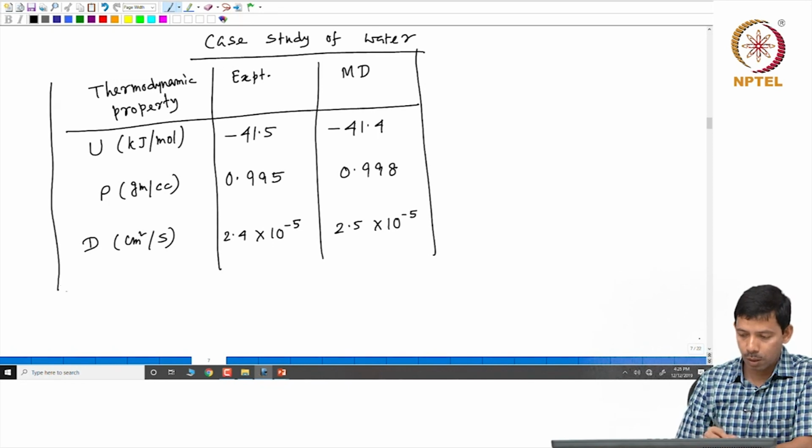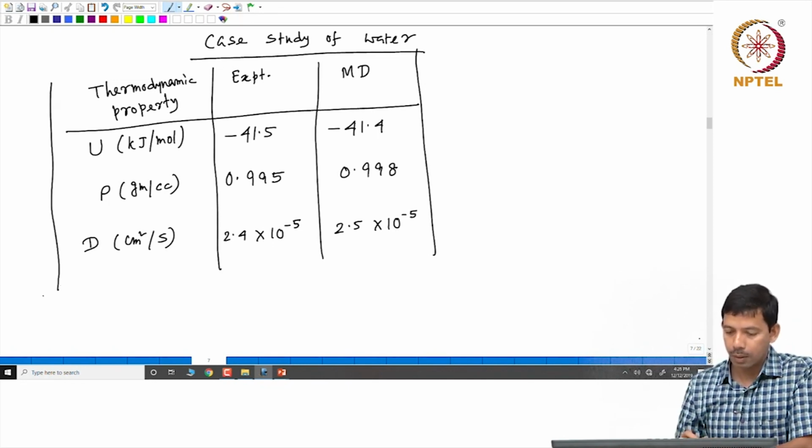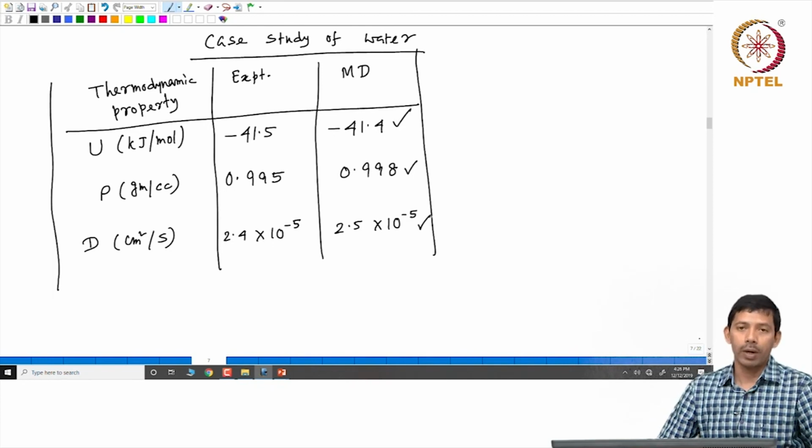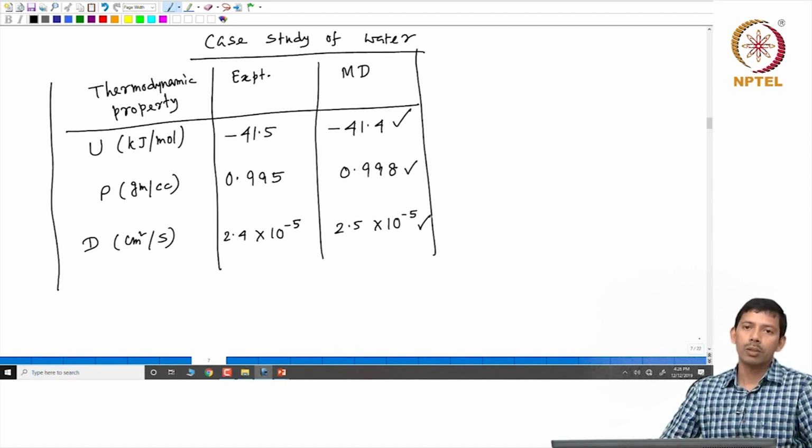So, as you can see, we can reproduce the experimental data very well by choosing the right force field parameters. So, this shows the robustness of MD simulation technique to generate the microstates, and after we generate the microstates, we take the ensemble average or the time average to get the properties for which experimental data are available.